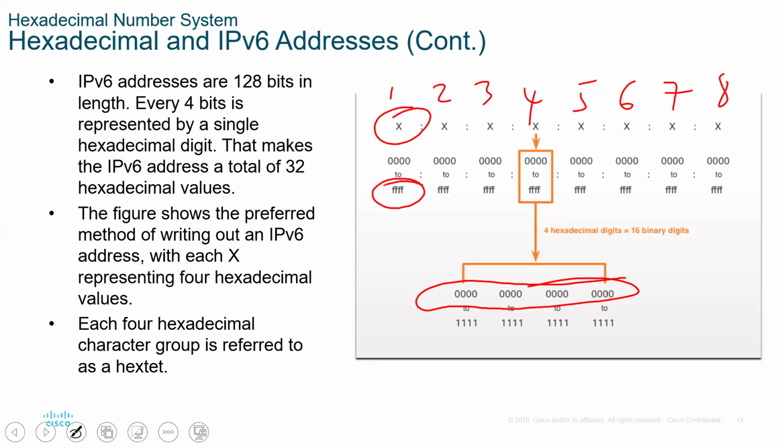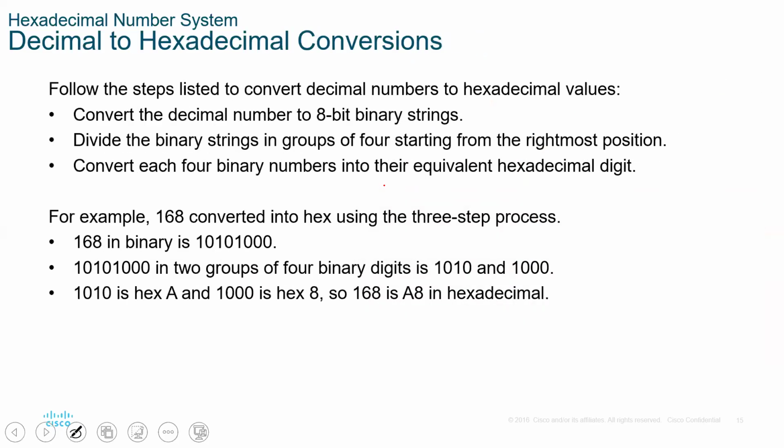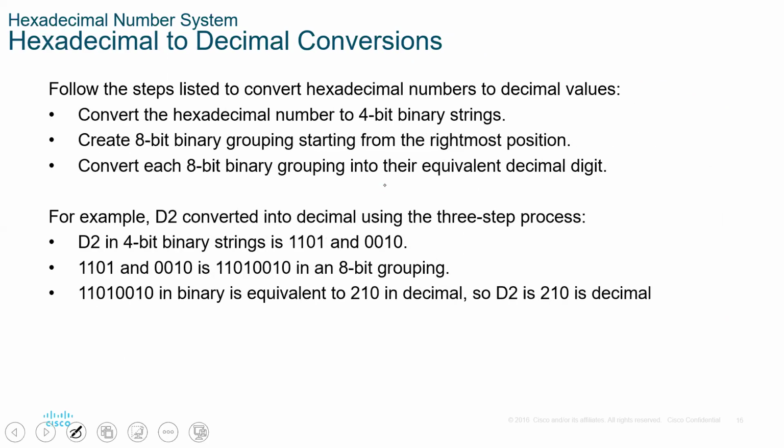The question is, how then do we convert from decimal to hexadecimal? Or how then do we convert from binary to hexadecimal? And the answer is very, very simple. All right. So I'm going to now show you a very simple way to do the conversion. Remember, I showed you how to convert from decimal to binary. And I've shown you how to convert from binary to decimal.